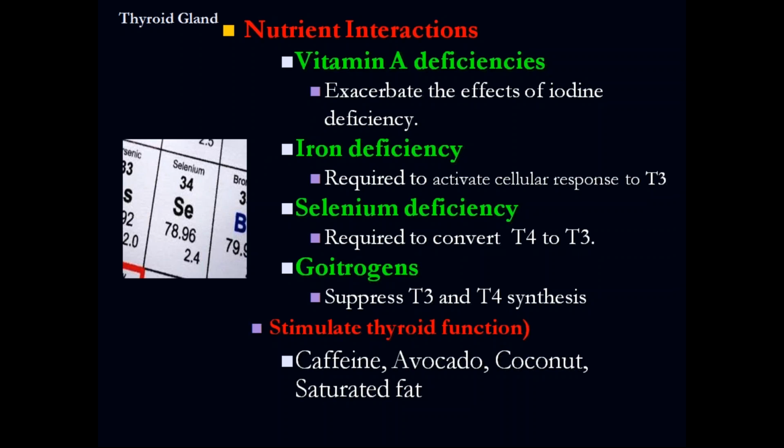Iron is required to activate the cellular response to T3. So if you have iron deficiency, the T3 and T4 are not going to act effectively in the tissue. Selenium is required to convert T3 and T4. For T3 and T4, please remember this.